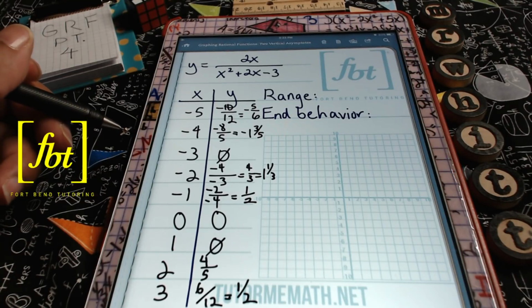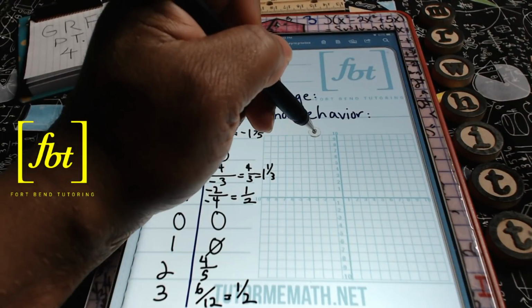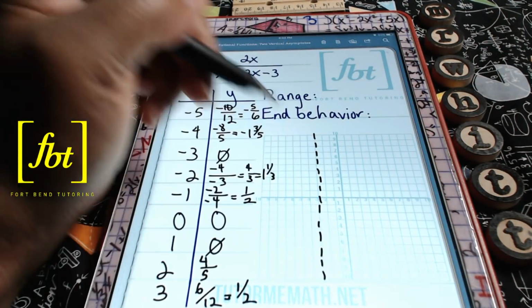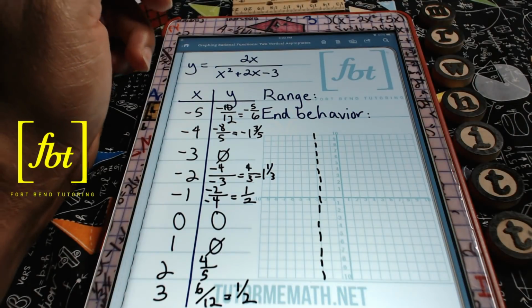So now let's start with the asymptotes. We're going to have an asymptote at negative 3, so a vertical line here at negative 3. And then you're going to also have one at positive 1.